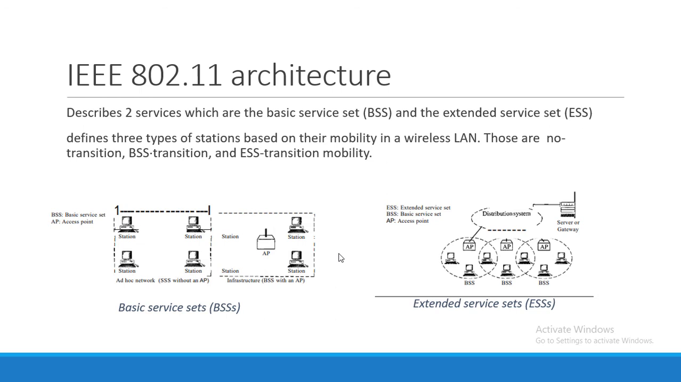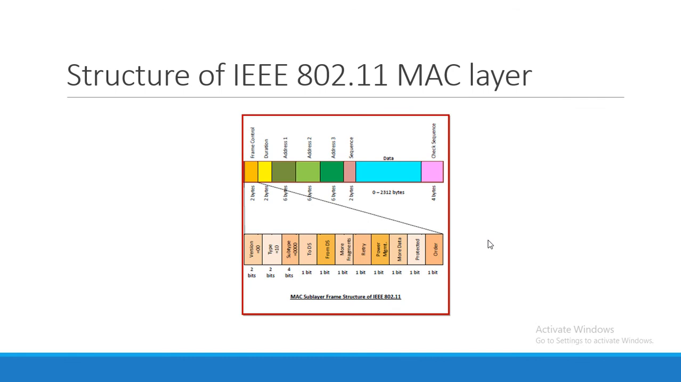IEEE 802.11 architecture. Now let's see about this architecture. This architecture describes two services, which are the basic service set (BSS) and the extended service set (ESS). This defines three types of stations based on their mobility in a wireless LAN. Those are no transition, BSS transition, and ESS transition mobility. Here in these images, you can see the BSS and ESS architectures, how those are architected. Okay, now let's move to the next slide.